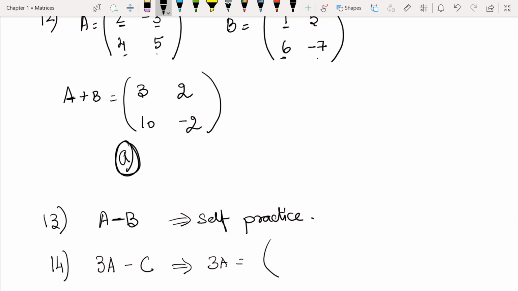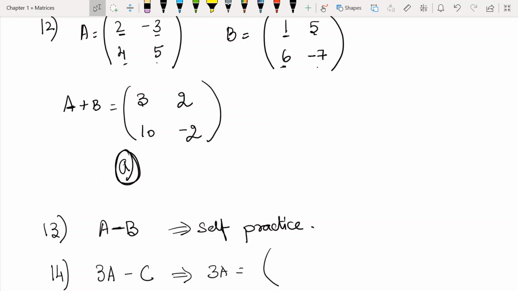3A is nothing but, I have this matrix here, right? 2, minus 3, 4 and 5. I'm going to multiply it with 3. So what is 2 3s? 6. 3 3s are minus 9. 4 3s are 12. 5 3s are 15. So this is my 3A.